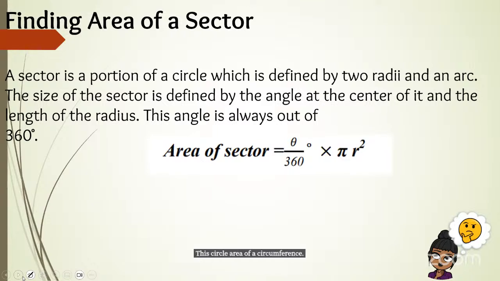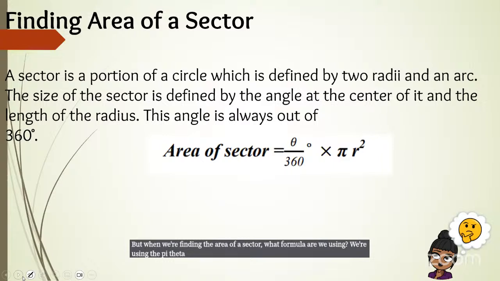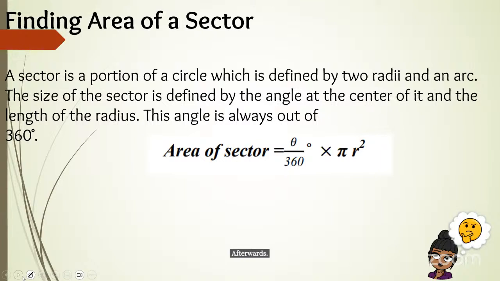But when we're finding the area of a sector, what formula are we using? We're using pi theta upon 360 along with the area of the what? The area of the circle. Can you tell me why we are using the area of the circle? Because the sector is a portion of the circle that we're trying to find.